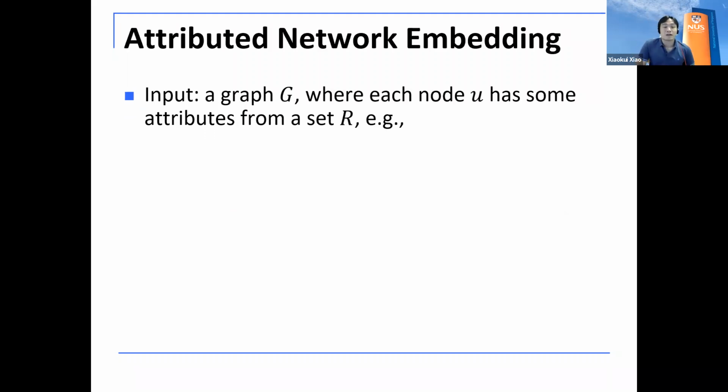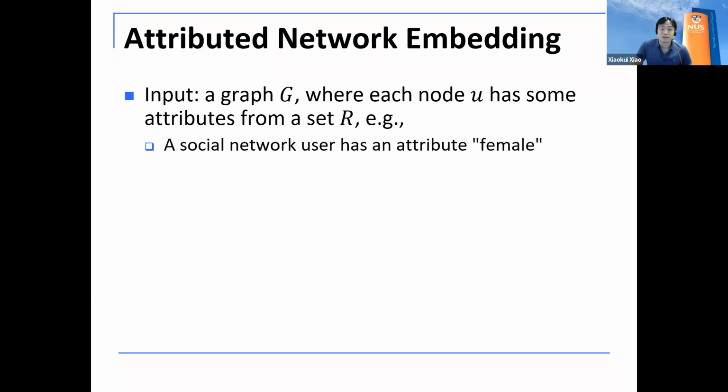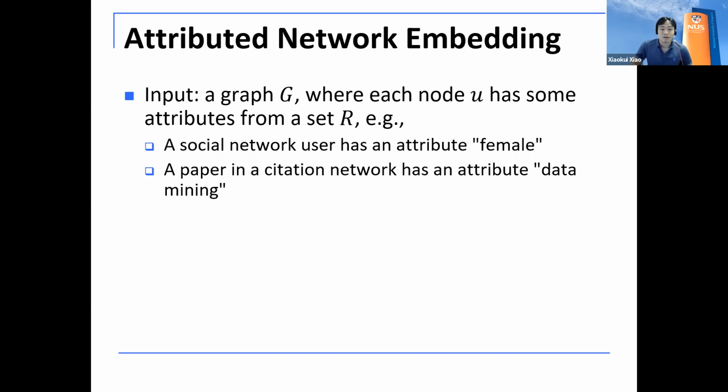So for this case, we assume that in the input graph, each node has some attributes from a certain set R. For instance, it can be a social network where each user has some attributes such as gender or the company that they work for, and so on and so forth. Or it can be a citation network where each paper will have some attribute that indicates which topic the paper is about.